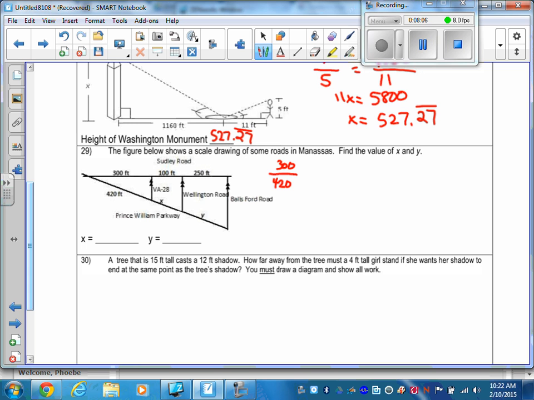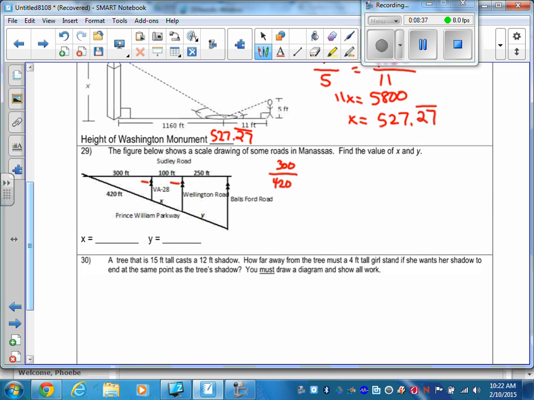So this angle is equal to itself. This angle is equal to this angle. And this angle is equal to this angle. Okay? So because these are parallel, we know that. Now, 300 is to 420. And if you were using the side-splitter corollary theorem, you could simply do 100 is to x. Okay? And then solve that proportion.